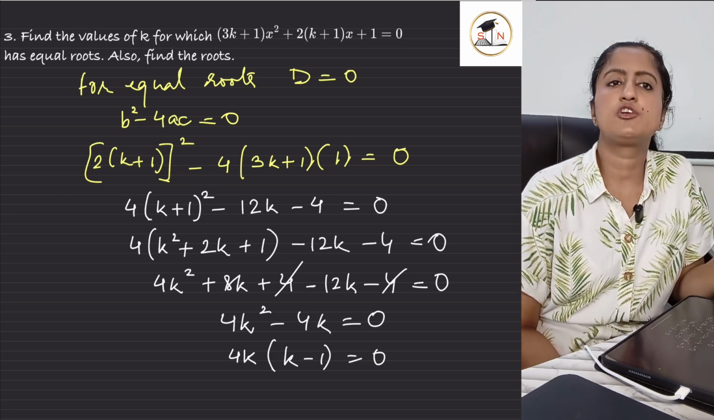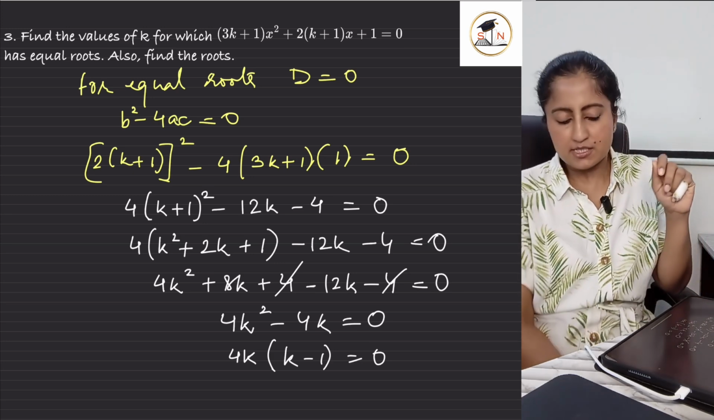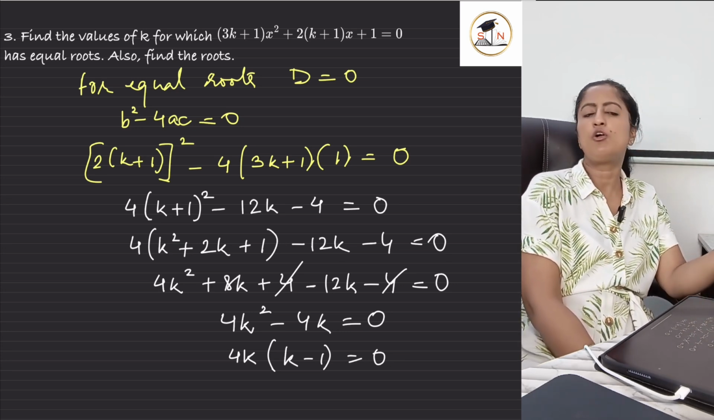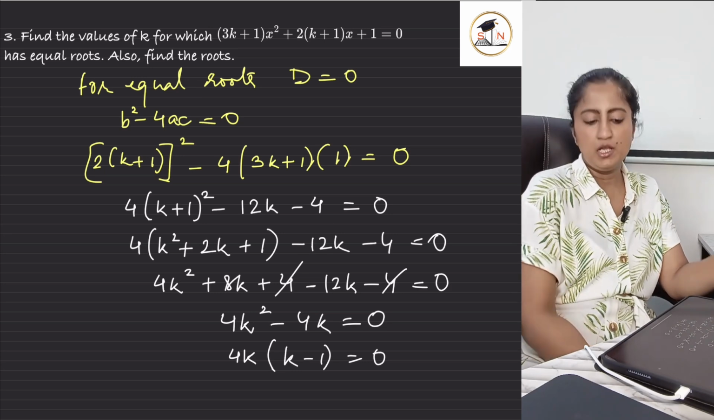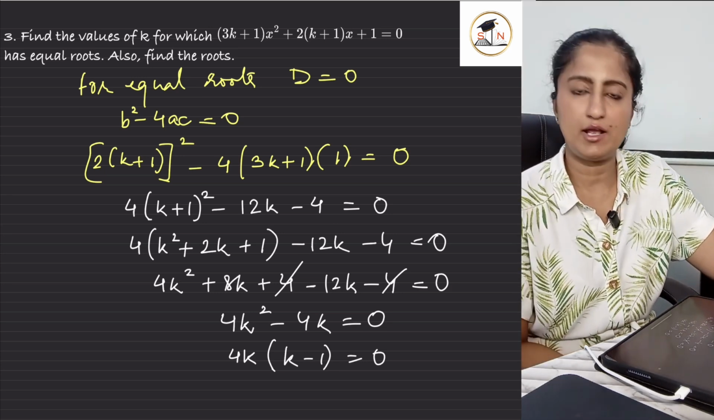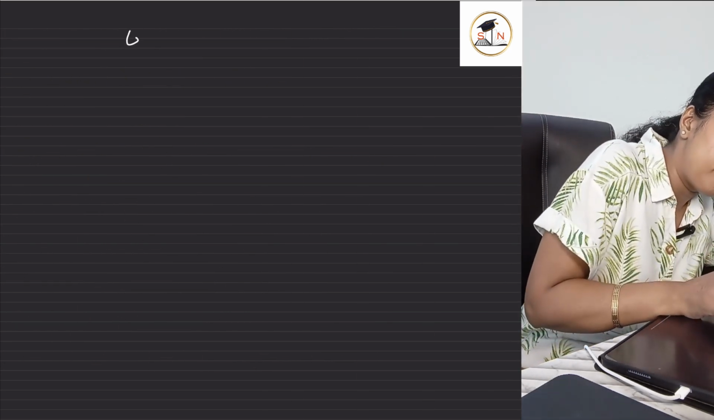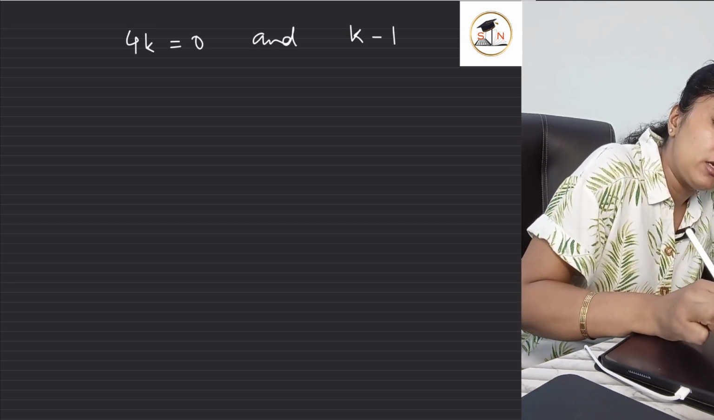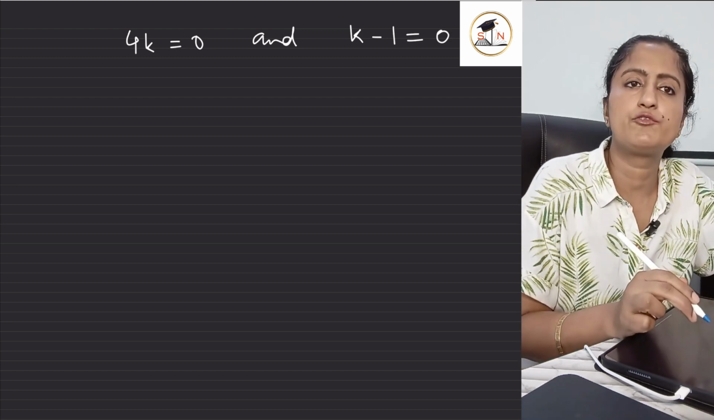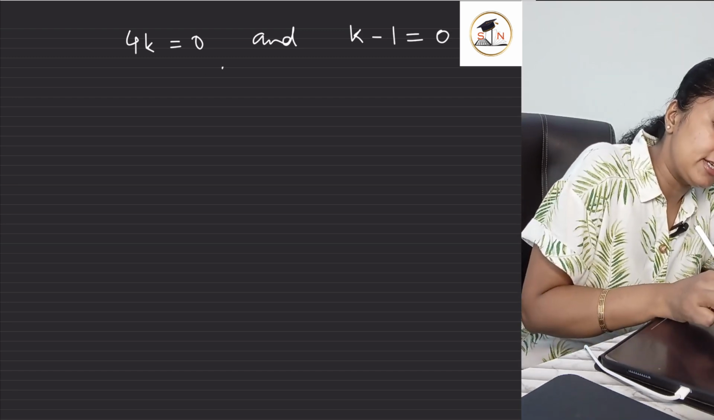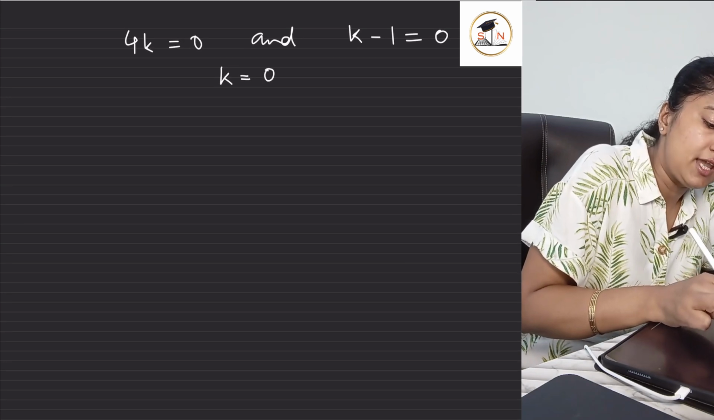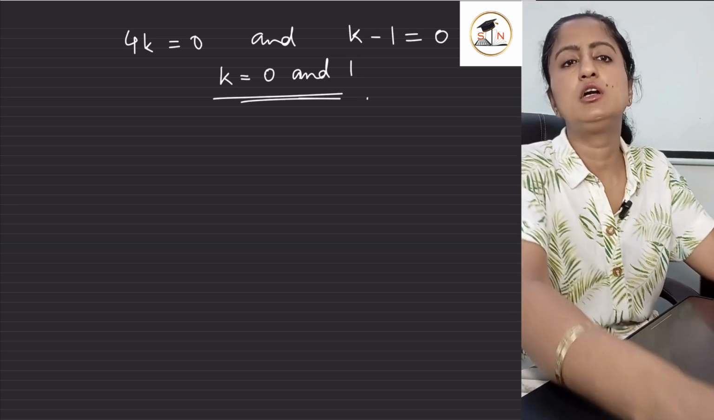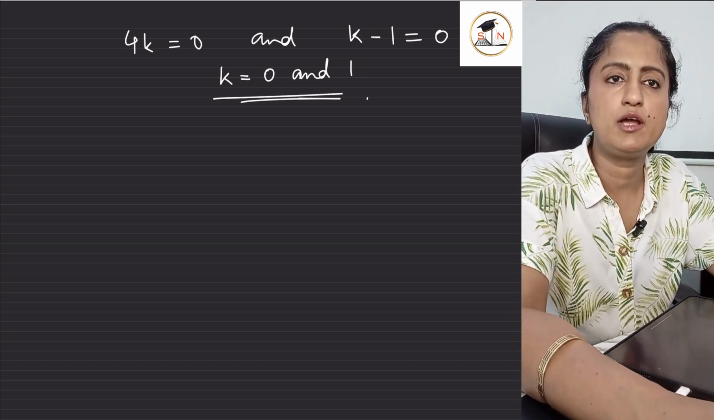That means there should be two values of k. Since I have taken out 4k, it doesn't mean that you will just equate 4k with 0 and not do anything. No, you have to explore both the values. So that means 4k equals 0 and k minus 1 equals 0. We have to use both. So what does that give us? It gives us two values, k equals 0 and 1. We got two values of k, 0 and 1.